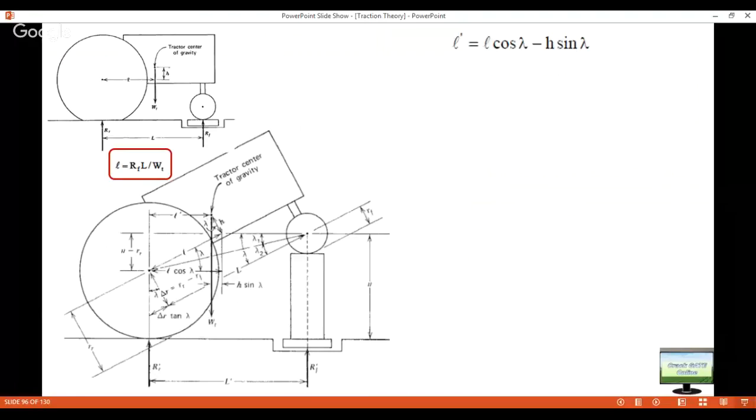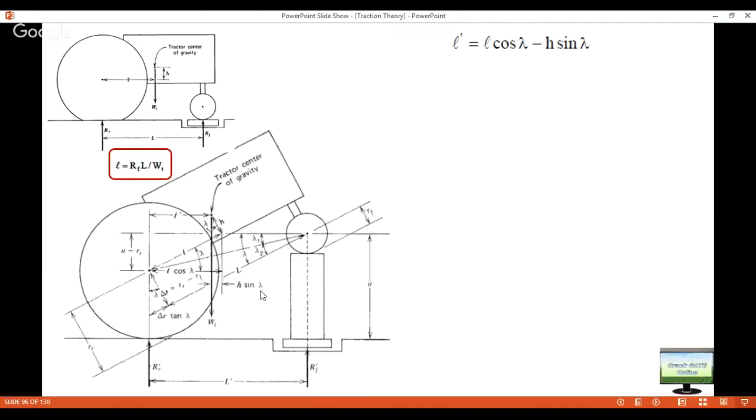So the first thing is this L dash. I have told you this is the location of the new center of gravity with respect to the axle center. So this distance is L dash. Everything is simple geometry. Just try to follow my cursor and listen very carefully to what I am saying. You will understand each and everything.